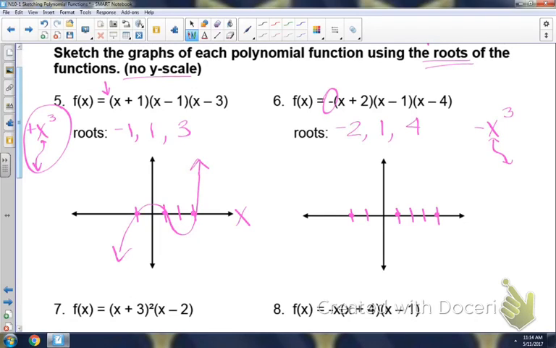So we're starting up at the top. Remember, it's only going through the roots that we were given, okay? You shouldn't make new roots. It only crosses the x-axis at -2, 1, and 4. So overall, it should be decreasing from left to right.